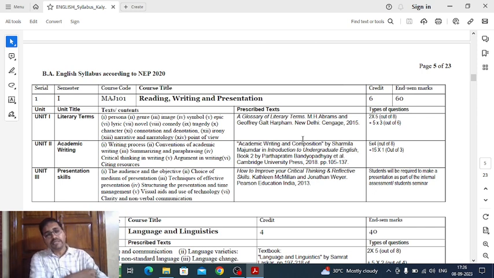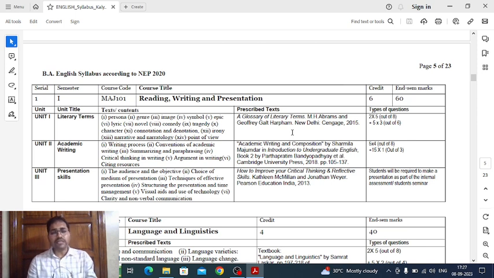Now, you see the kind of books that have been introduced here, under the prescribed texts format. The fundamental book that should be considered the textbook for us is A Glossary of Literary Terms, written by M.H. Abrams and Geoffrey Galt Harpham, and published from New Delhi by Cengage.